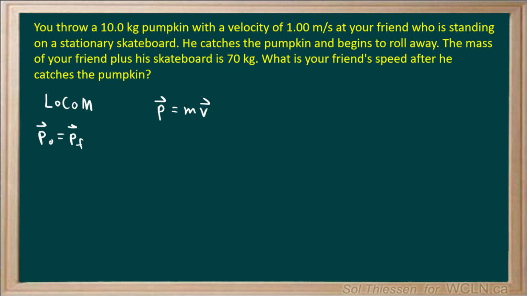So initially, this system has momentum due to the pumpkin. The skateboarder isn't moving, so the initial system momentum comes from the pumpkin. It'll be the mass of the pumpkin, 10 kilograms, times the velocity of the pumpkin, 1 meter per second. This is going to be equal to the system momentum after the two become coupled.